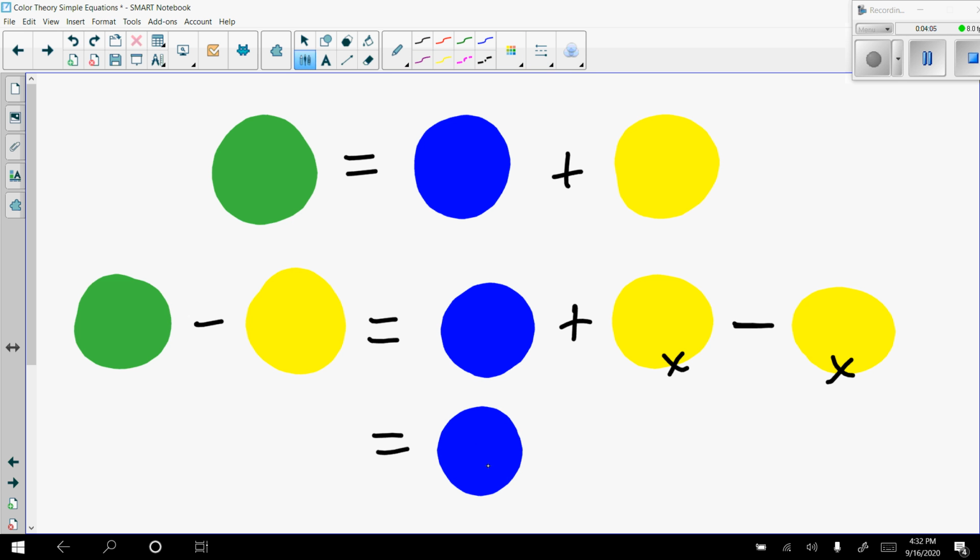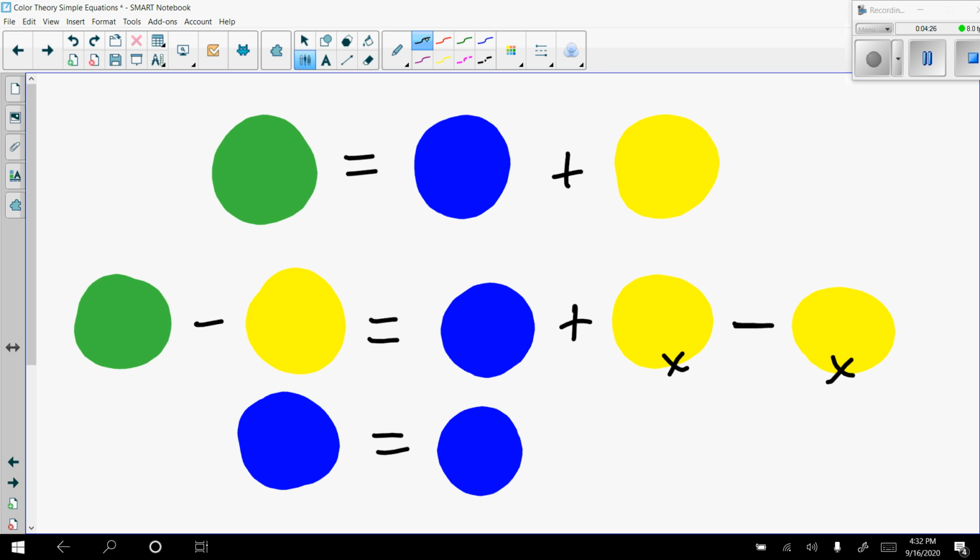And when we take away yellow from green, if we take that color out, we have just the original blue as well. And we can tell that this makes sense because we have blue equal to blue, not green equal to blue or yellow equal to blue. We know that this is correct because everything matches up. So let's fill in some variables and numbers again.